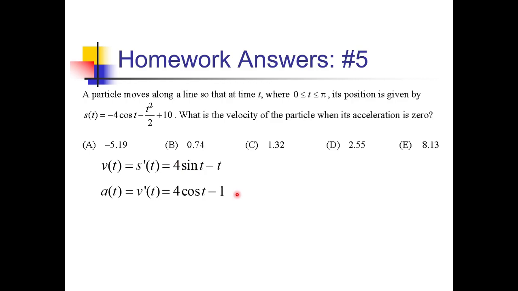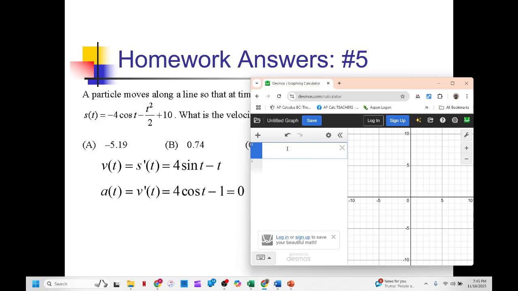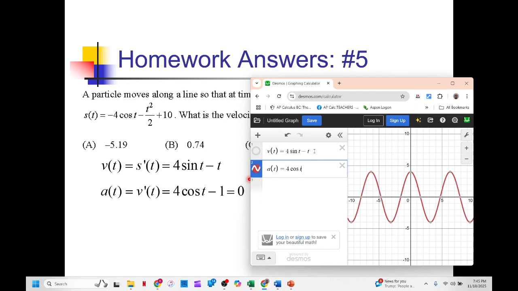So at this point, we're going to figure out where this acceleration equals 0, and we're going to go to Desmos to do that. So here I am on Desmos. While I'm entering things in, I'm going to enter in the velocity because I know I need to plug something into that in a little bit. So let me do v of t equals 4 sine of t minus t. That's an interesting function. I don't need to graph it though. What I do need to graph is a of t, my acceleration. That's going to be 4 cosine of t minus 1.